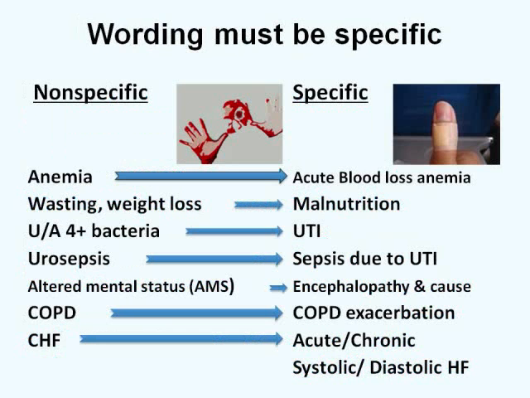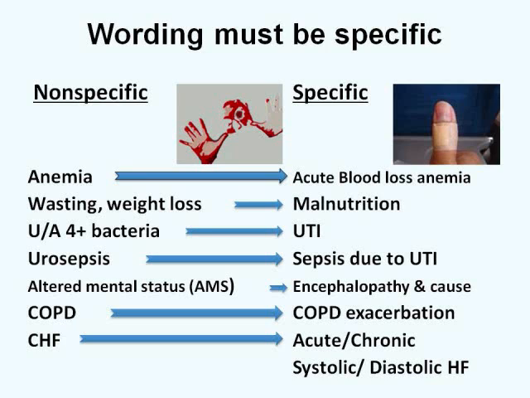Here is another slide that shows some examples. When stating anemia, notice that it is a non-specific term, so we need to describe the type of anemia, for example, acute blood loss anemia. Next is the area of weight loss, unspecified, and muscle wasting, where we actually need to mention if it was due to malnutrition, then we need to use the word malnutrition.